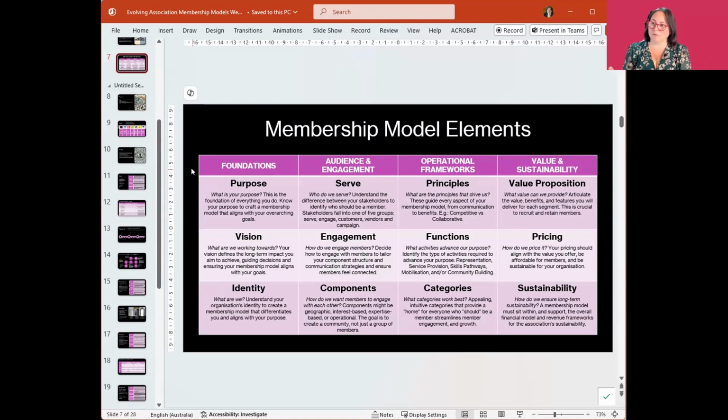That can be quite difficult to execute because one of the most common challenges with associations who are predominantly about advocacy is our members don't get it. They don't understand the work we do on their behalf. And that's purely because you're not communicating it effectively enough.